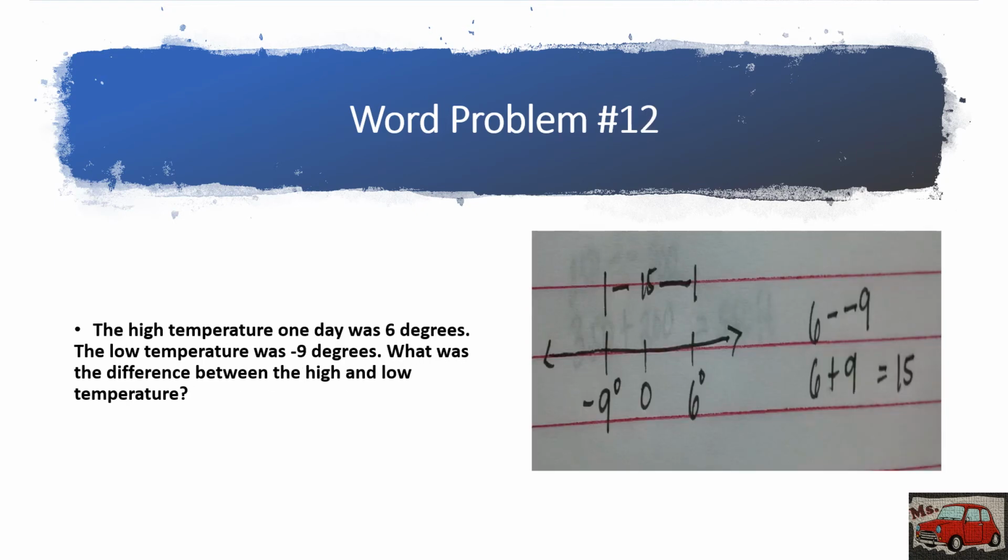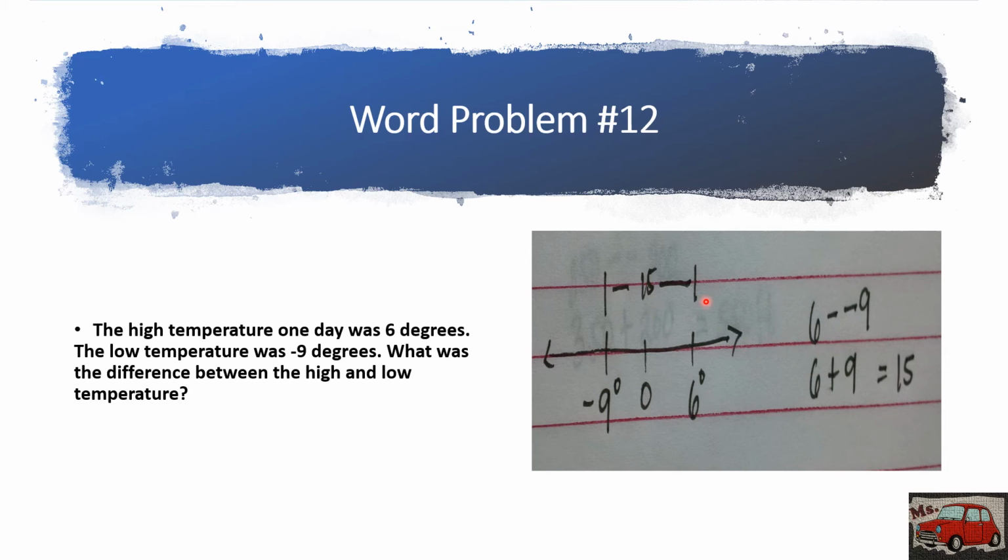The high temperature one day was 6 degrees. The low temperature was negative 9 degrees. What was the difference between the high and the low temperature? Okay, so we're asking for the difference between high temperature and low temperature. So this is the high temperature, 6 degrees. And then the low temperature is negative 9 degrees. So when we say difference, that is only their distance. So yung kakount mo yung step papunta dito sa negative 9, that is 15.